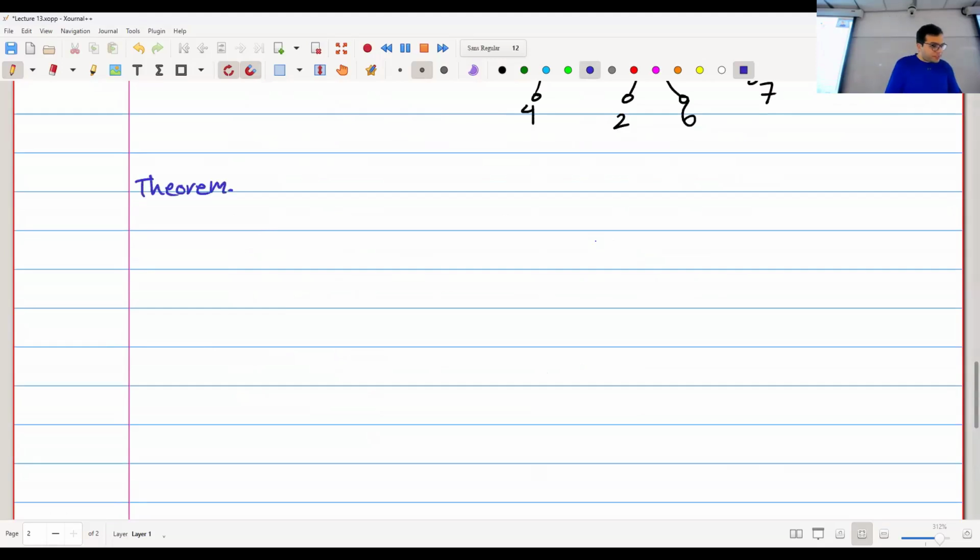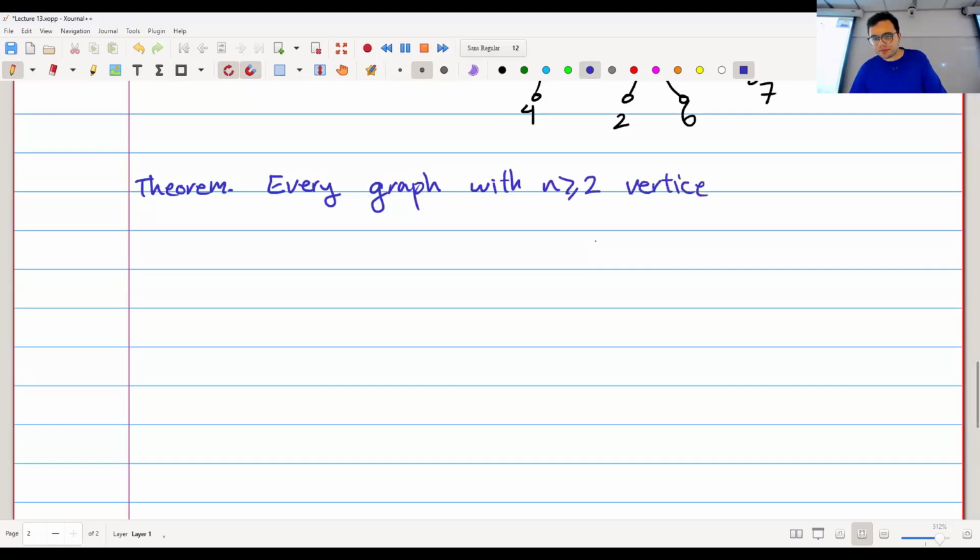I want you to prove this theorem. Let's say that I have a simple graph, and let's say it has at least 2 vertices. I want you to prove that it has at least 2 non-cut vertices. So every graph with n greater than or equal to 2 vertices has at least 2 non-cut vertices. Let's say every connected graph.